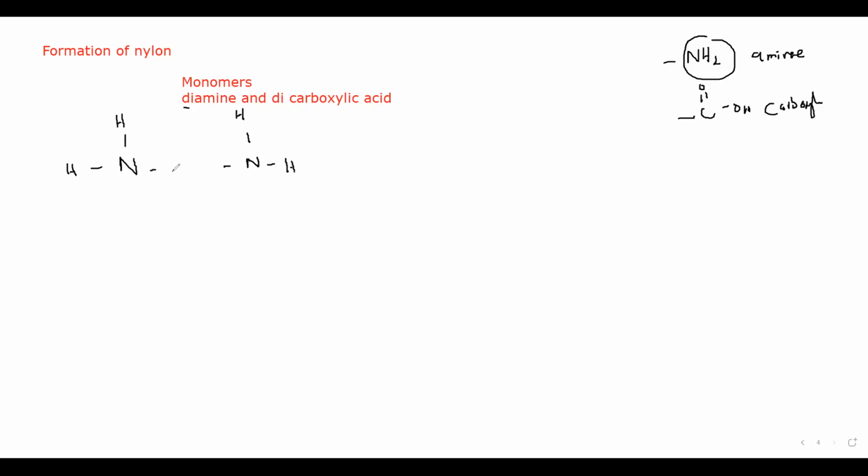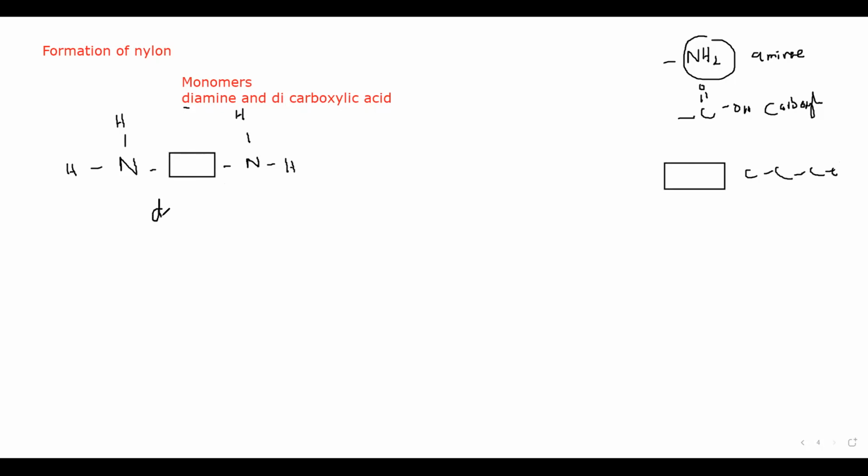Now, these amine groups are linked with each other by carbon atoms between them. But we don't have to bother about how many carbon atoms there are, because that will not make any difference to the formation of a polymer. Some have 6 carbon, some have 12 carbon, but normally it is 6. Instead of drawing those carbons, we can just make a box here. This box means that there are carbon atoms, but instead of drawing them, we are just representing them by a box. Is it clear?